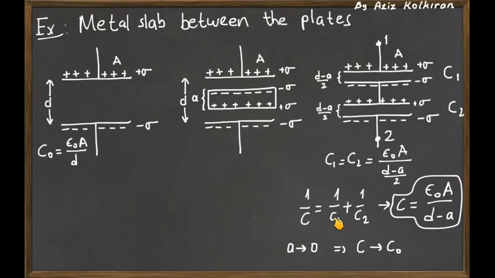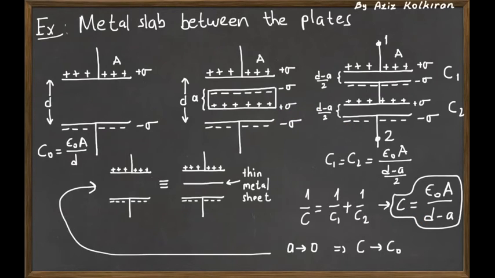But in this expression, when you let A go to 0, then this expression will go to the initial capacitance. Okay, so if we decrease the thickness of this metal slab so that it is a very thin metal sheet, we recover the same capacitance.